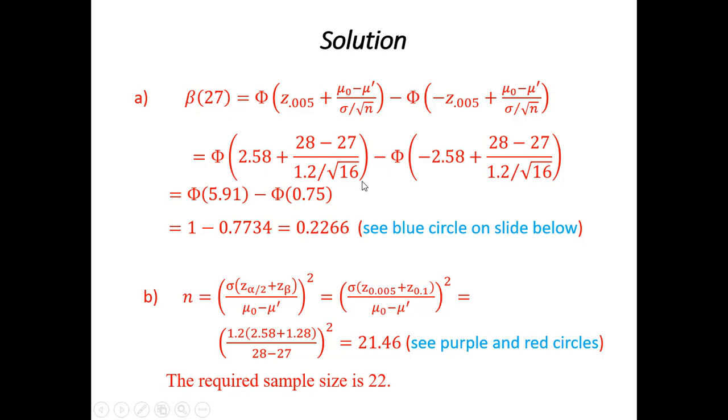So before we had a sample size of 16, we really find that that is not large enough with the high beta. So here, a sample size of 22 would do a better job of keeping beta lower.